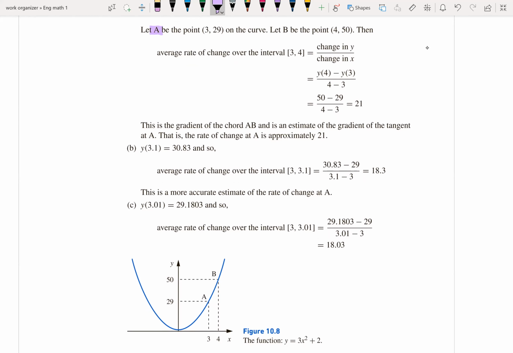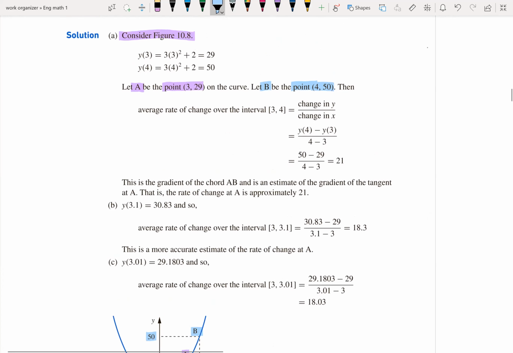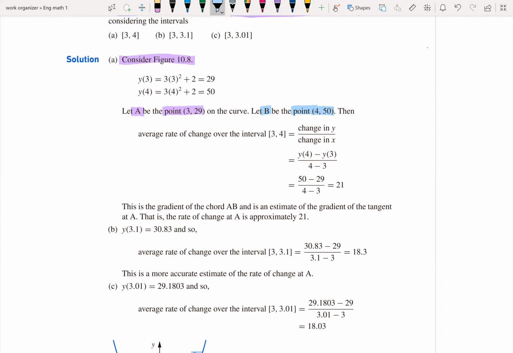Let A be the point (3, 29). Here A is the point where x is 3 and y is 29, and B is the point (4, 50). So when x is 4, y is 50, and this is point B. For the first question, the interval is 3 to 4.